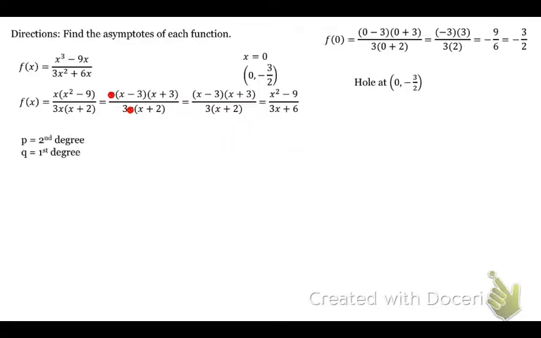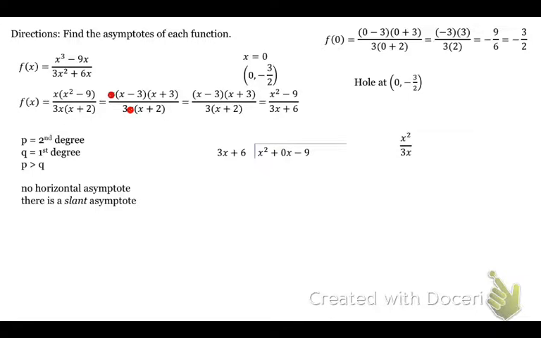So here, let's first do the horizontal one. We have that P is second degree, Q is first degree. So that means P is greater than Q. So there's no horizontal asymptote, but there's a slant asymptote. So we have 3x plus 6, and we're taking x squared minus 9 and dividing it by 3x plus 6. I'm just going to add a 0x in there as a filler.